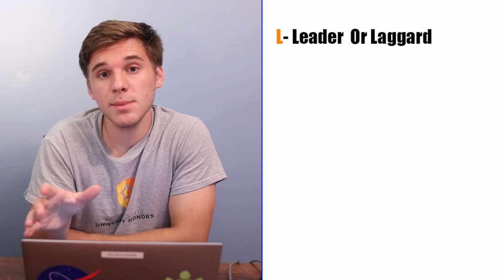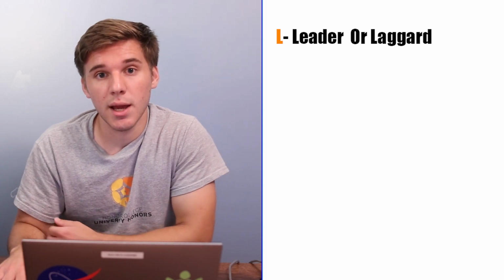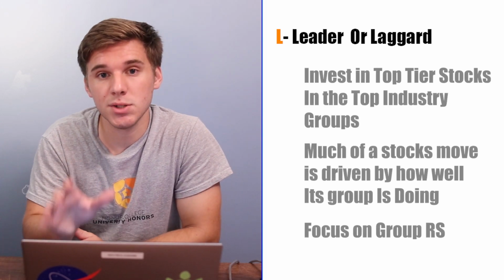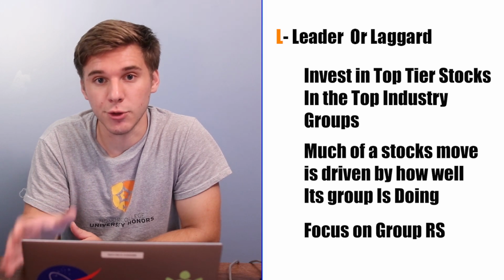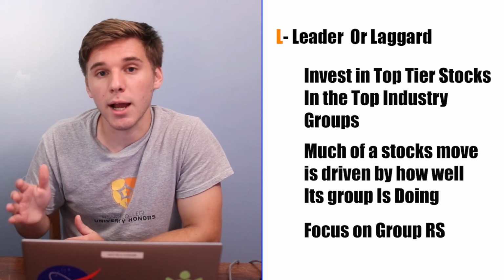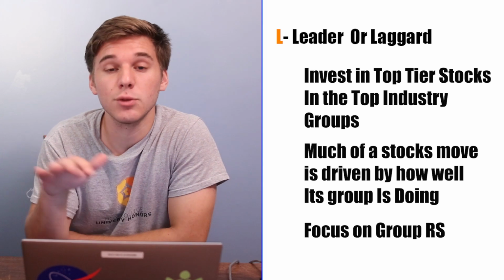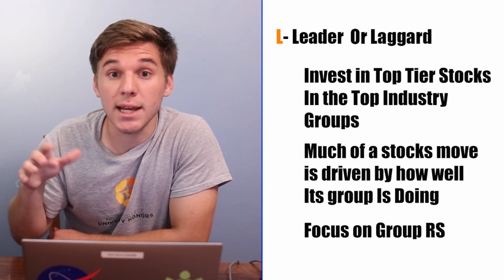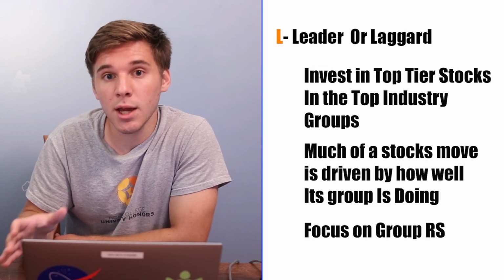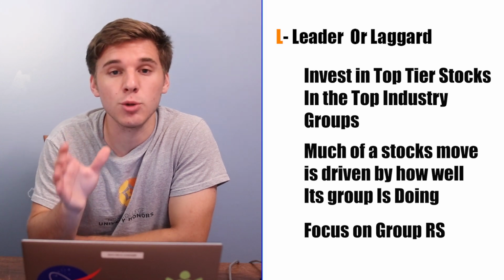The L in CANSLIM stands for leader or laggard, and you want to be investing in the top tier stocks in the leading industry groups. Each bull market, a couple of these groups will be leading the rest of the stocks upward. And if you can identify these groups early, you can capitalize and make substantial profits.